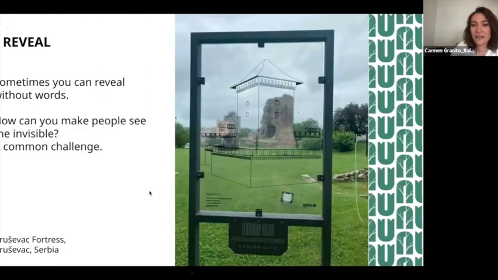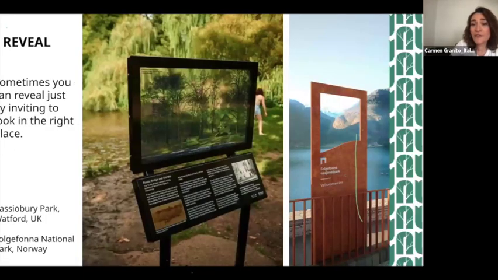This idea that we should reveal things and the idea that we can help people see what is not there through interpretation is actually a common challenge, something that frequently happens, whether you are dealing with archaeological heritage or natural heritage, underground heritage, or intangible heritage. So here you can see that sometimes you don't really need words to make a revelation with an interpretive panel. Sometimes you can reveal just by inviting people to look in the right direction.